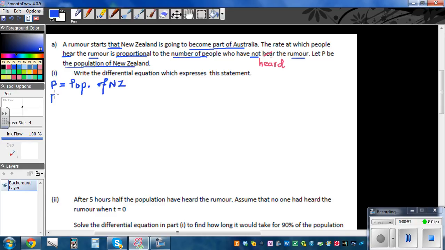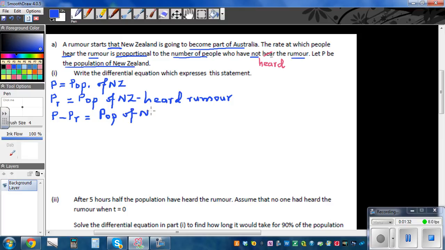And let's say PR be the population of New Zealand that have heard the rumor. Okay, so what will be the population that hasn't heard the rumor? Well, that would be P minus PR, the population of New Zealanders who have not heard the rumor. So this is where you start and this is how you start.